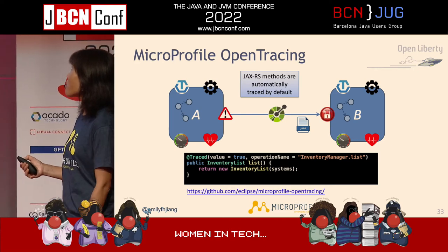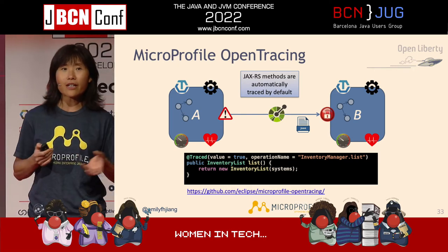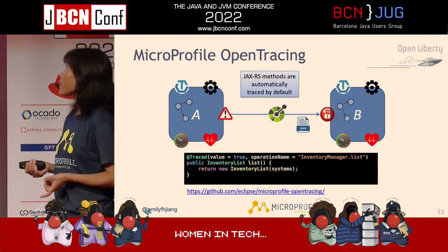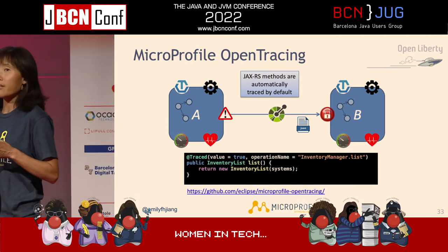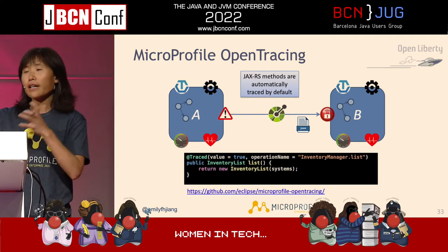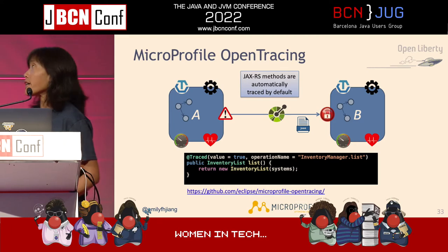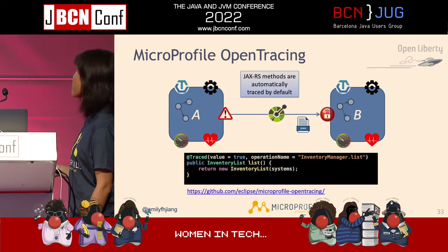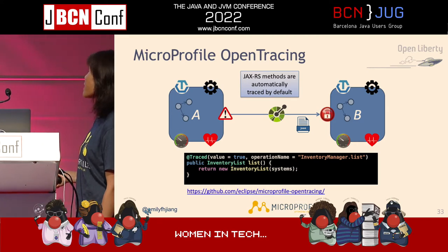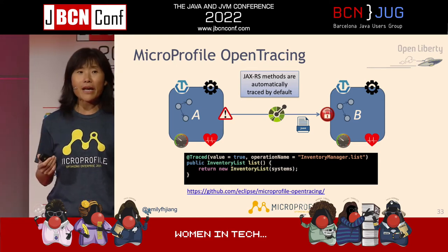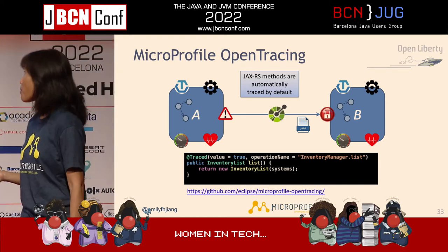So for MicroProfile OpenTracing, all the JAX-RS method invocations are automatically traced. Basically, all the invocations are traced, and all the spans are linked together to create one single trace. If you want to add some additional tracing, you can use the @Traced annotation for any method, not just JAX-RS methods, not just GET, PUT, et cetera.